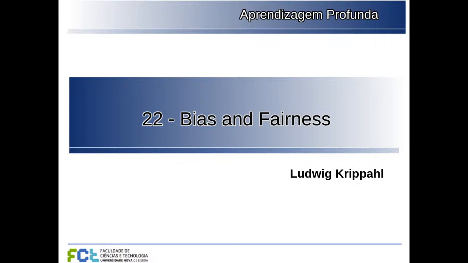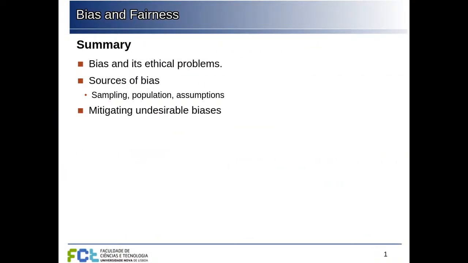So in this lecture we are going to look at these issues of bias in training deep neural networks and the ethical problems this may have. We're going to look at different sources of bias. This can be problems with sampling, with the population itself, with the way we set up the model, the features that we use, what we assume, and so on. And we are going to look at some methods to mitigate undesirable biases.